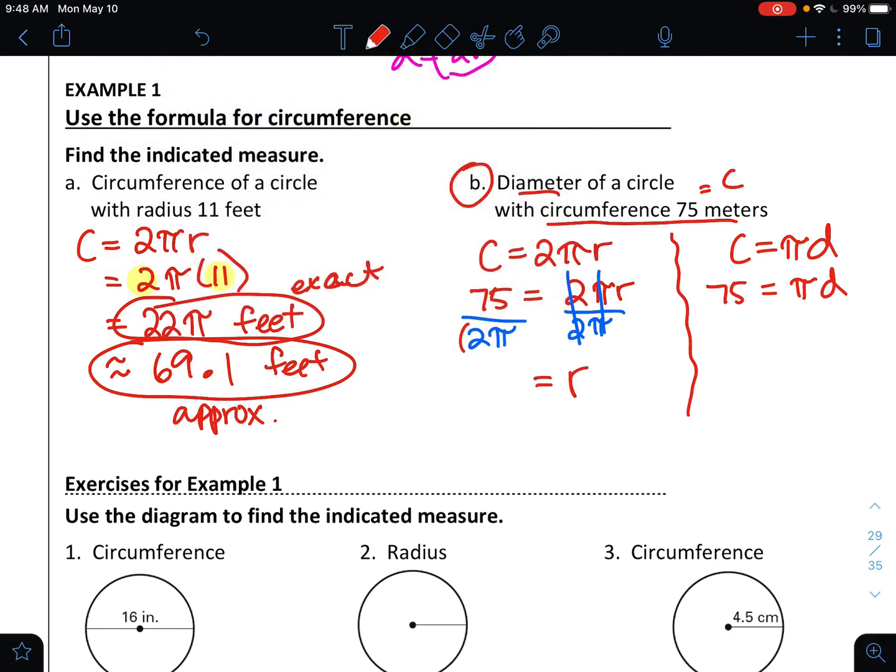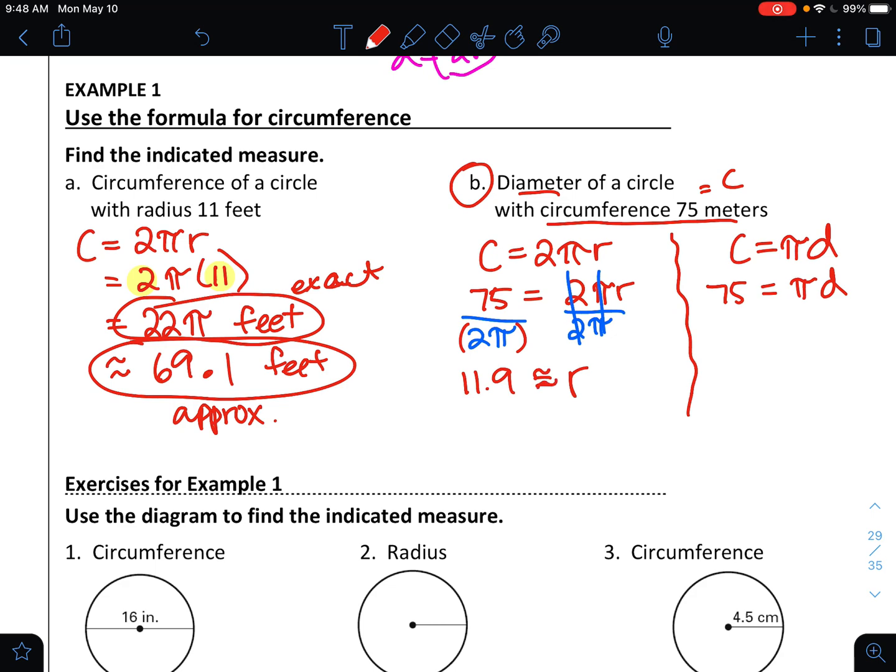Now, when I do this right-hand side, I have to make sure that I do 75 divided by both of those. So if I do this on my calculator, I will do 75 divided by, and then I'm going to open up my parentheses, and then I'm going to do 2 times pi, and then close my parentheses. And so that's going to give me approximately 11.9.